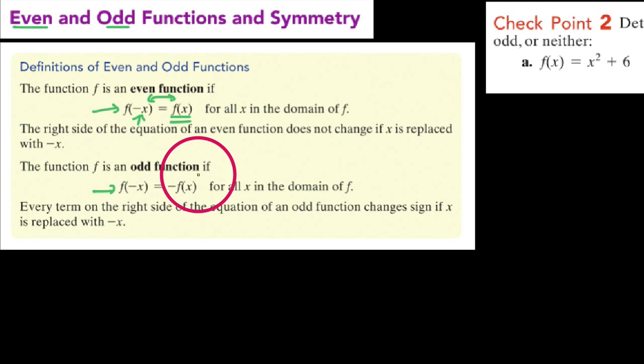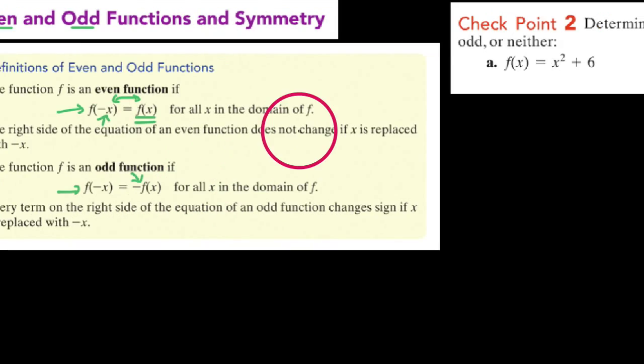We say a function f is an odd function if when we substitute a negative x for all our x values, what we actually get is negative f of x, for all x in the domain of f. So basically, if every term on the right side of the equation of an odd function changes sign if x is replaced with negative x, then we have an odd function. In other words, this negative f of x is the exact opposite of the original f of x.